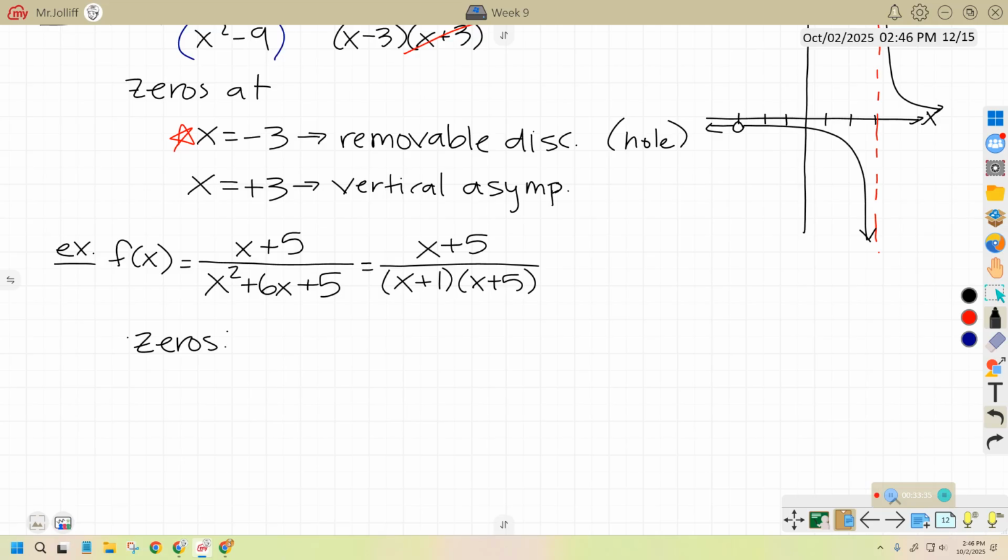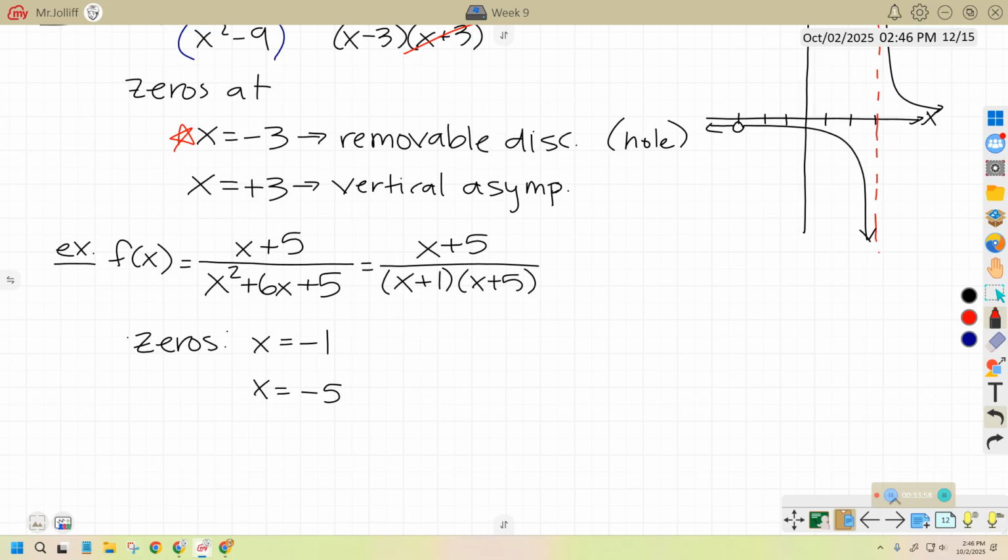Perfect. Where are my zeros? I know I have two of them. One at negative 1, one at negative 5. Because we found those when we found the domain. We had to exclude them from the domain.